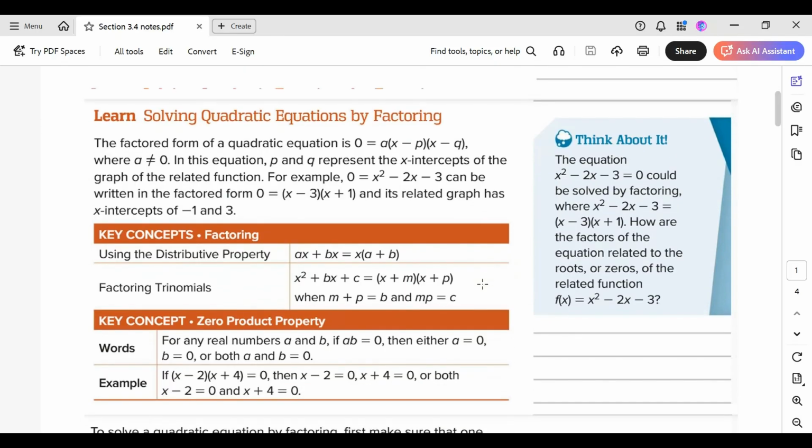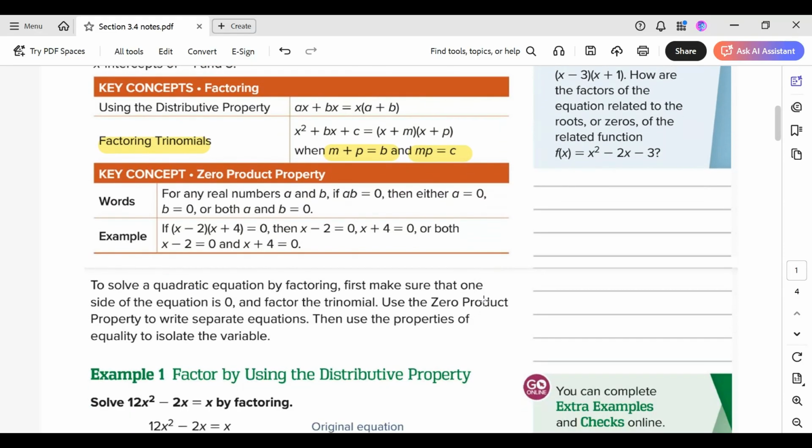Normally we use the factored form where 0 is equal to a times (x minus p) times (x minus q). Knowing that, we need to know about the factoring trinomial pieces. Once factored, each piece represents a portion of our solution. So m plus p equals the b value, if we are looking at x squared plus bx plus c, and m times p is equal to the c value. As we go through the problems, you'll understand what I mean with this.